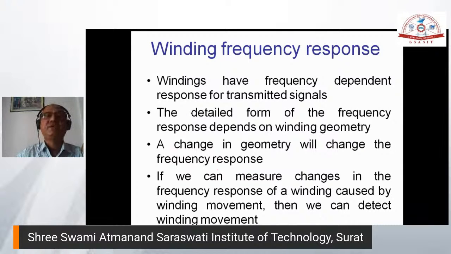Right, so a winding has a frequency dependent response for a transmitted signal. The detailed form of the frequency response depends on the winding geometry. A change in geometry will change the frequency response, and that geometry change will occur because of some fault. Otherwise, there is no reason for the geometry to change during operation. That is the initiation of a fault. So we are going to have changes in the frequency response caused by winding movement, and then we can detect the winding movement.